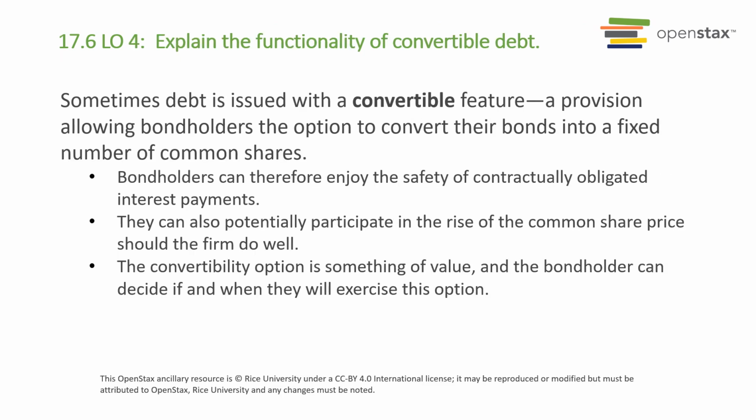Sometimes debt is issued with a convertible feature, a provision allowing bondholders the option to convert their bonds into a fixed number of common shares. Bondholders can therefore enjoy the safety of contractually obligated interest payments while potentially being able to participate in the value created by the firm for its common shareholders should the firm do well. The bondholder can decide if and when the convertibility option is exercised.